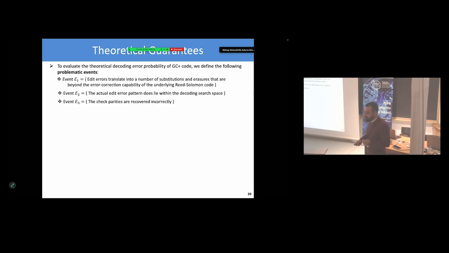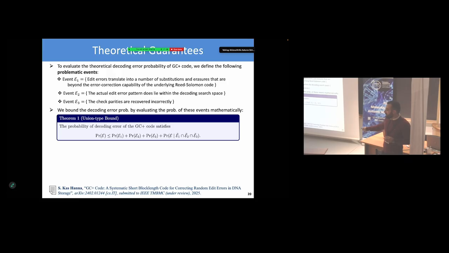And there's a third event. What if the check parities are recovered incorrectly? So we were using these check parities that you asked about to eliminate or validate our guesses. What if these parities are wrong? That's another problematic event for us. Then we combine the probabilities of these 3 events using a union bound, which is a bound that we also like. So the probability of decoding error of this code is upper bounded by some function of the probabilities of these 3 events. Now you have to evaluate the probability of each event separately, right? Because of this sum here.